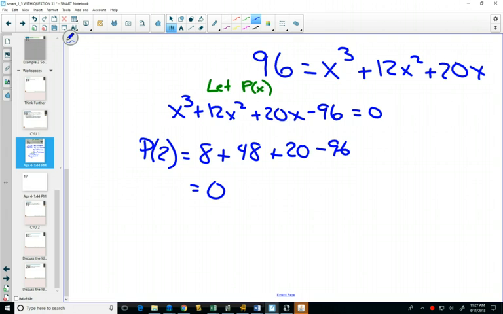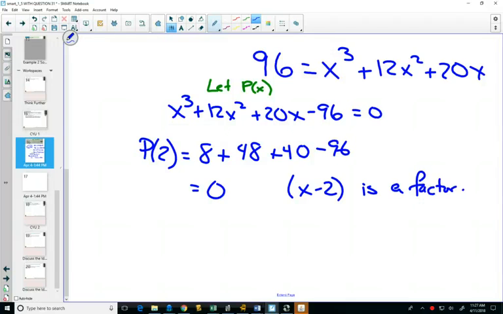No, I made another mistake here. Man, you see it? It doesn't equal 0 if this is 20. But 20 times 2 doesn't happen to be 20. 20 times 2 is 40. And now it adds up to 96. Minus 96 is 0. So that tells us that x minus 2 is a factor.